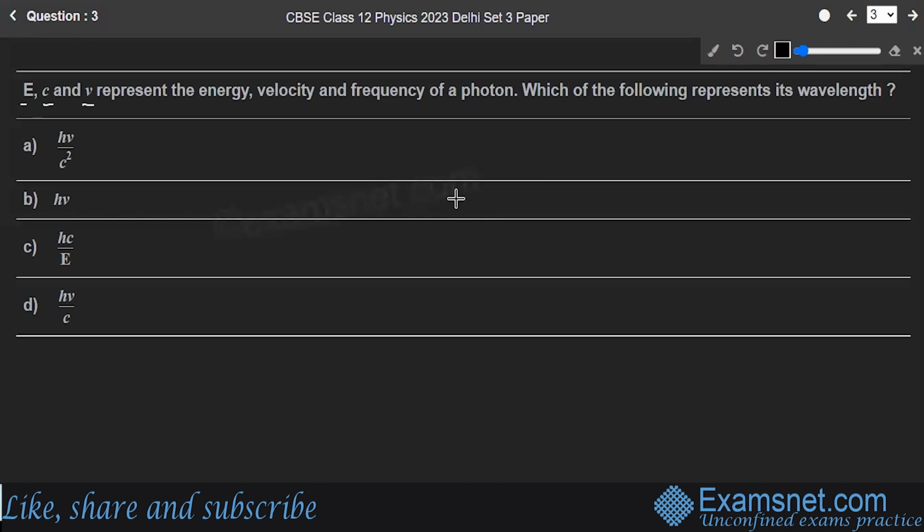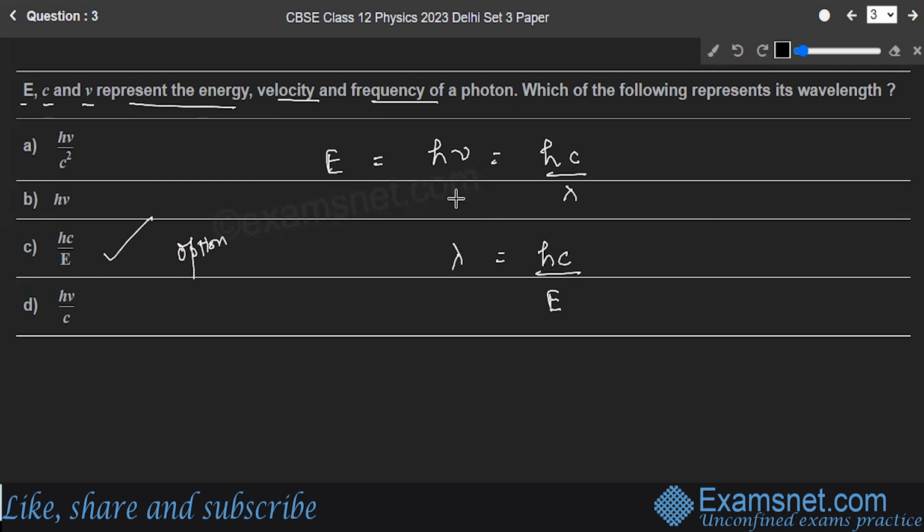E, c, and mu are the energy, velocity, and frequency of a photon. Which of the following represents the wavelength? That's an easy one. Energy of the photon is given by h mu, or this is equal to h into c upon lambda, or lambda is equal to h c upon E. That makes option C the correct answer. Hope you understood this.